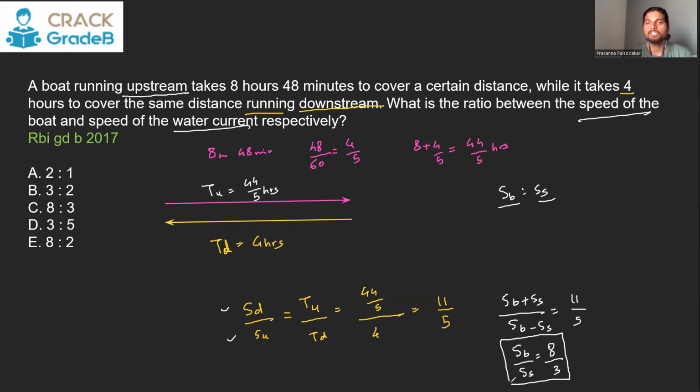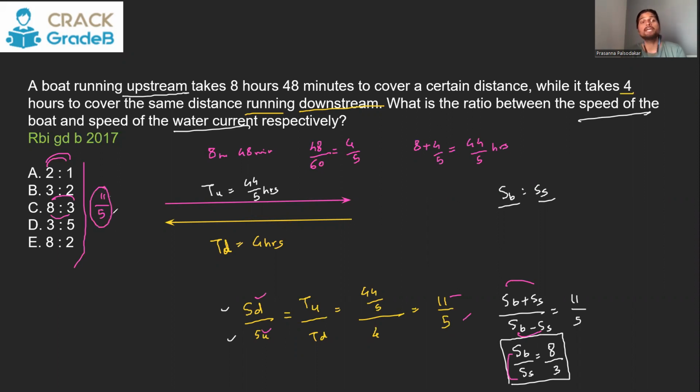But of course, you don't have to do all this. Once you realize the form of the question, you can directly look for the option where, because SD is the sum of both and SU is the difference of both, and they're asking their ratio, the sum of both and the difference of both should be in the ratio 11:5. So naturally, 8 plus 3 is 11 and 8 minus 3 is 5.